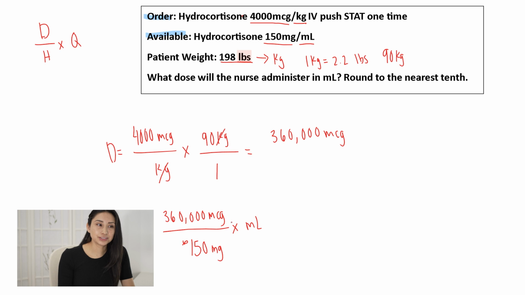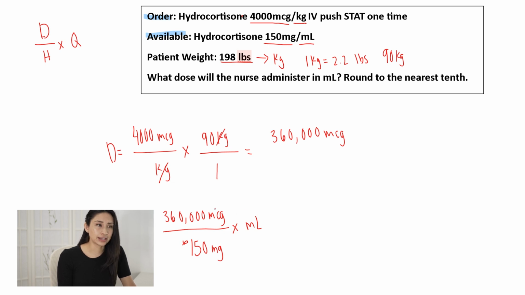So before I continue to solve this, I'm starting to see some discrepancies. I'm hoping you're seeing those too. The big discrepancy I'm seeing is that in the numerator, I have micrograms, and in the denominator, I have milligrams. I cannot divide units that do not match. So I need to convert either my 360,000 micrograms to milligrams, or I need to convert my 150 milligrams to micrograms. You can choose whichever one is easiest for you.